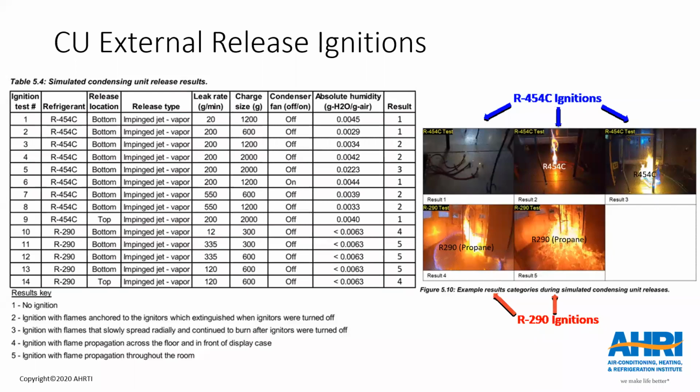However, these results are all lower in severity than the ignition results obtained with propane, where you had either result 4, where the flame spread across the floor in front of the display case, or result 5, where the flame spread throughout the room. So as you can see, there's a noticeable difference in the severity of these ignition events. Next slide, please.